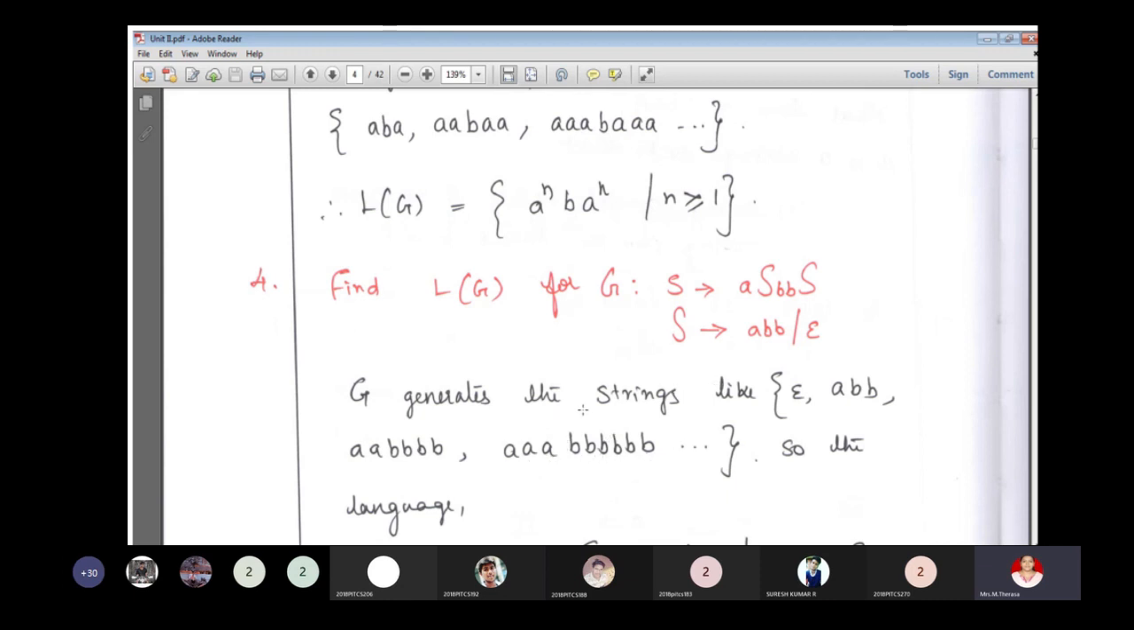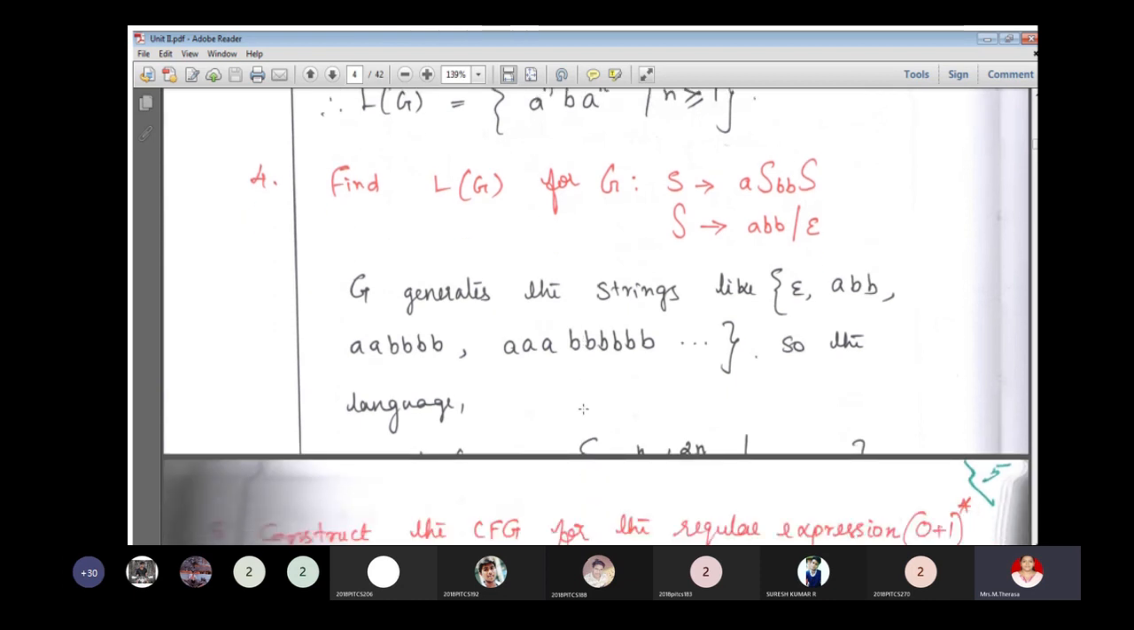So what is the general format? Very simple. Can anyone tell? Yes, A power n, B power 2n. So this is the language derived from the grammar given.